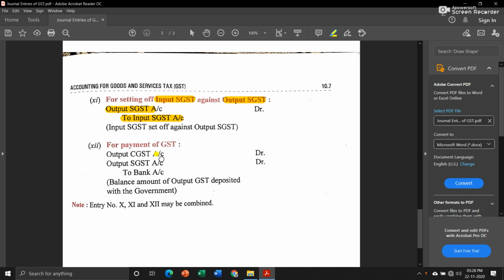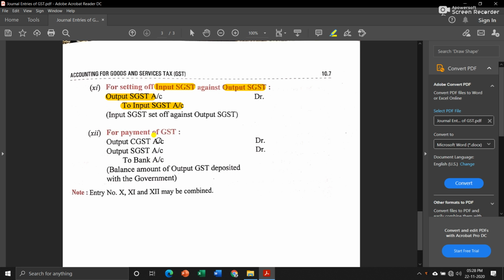Now after setting off, the remaining output CGST as well as remaining output SGST, both the account amounts we will write here in the debit column, and we will credit bank account, because through bank only we can pay those extra GST amounts that we have in our hand to the government. So we will write on the credit side.